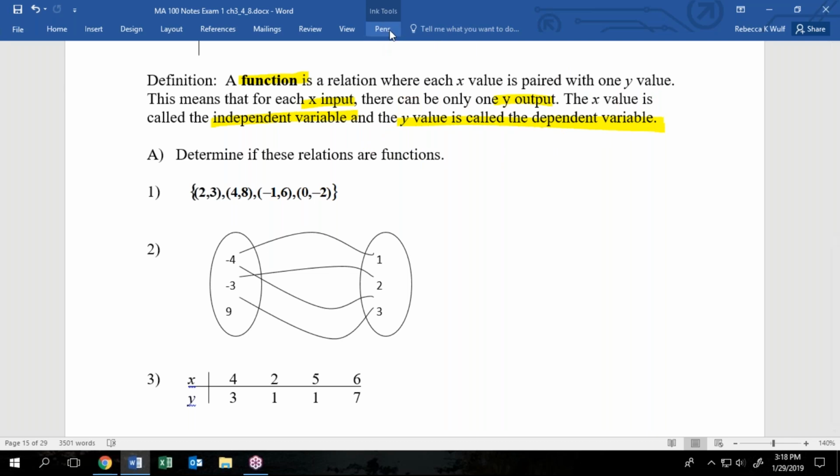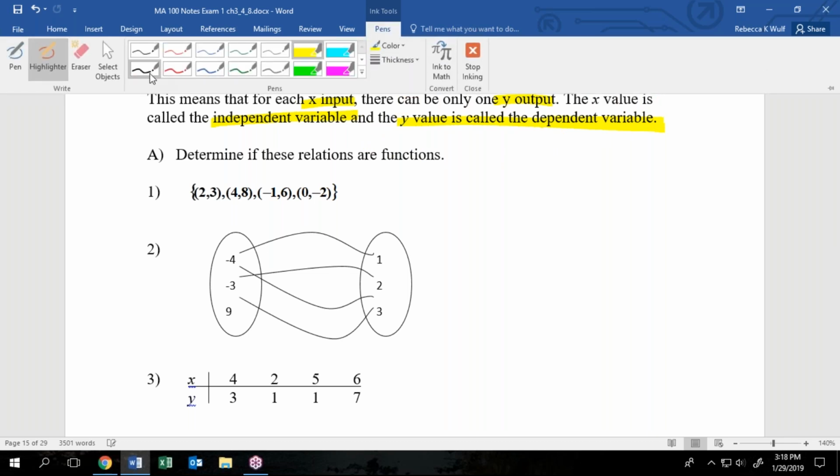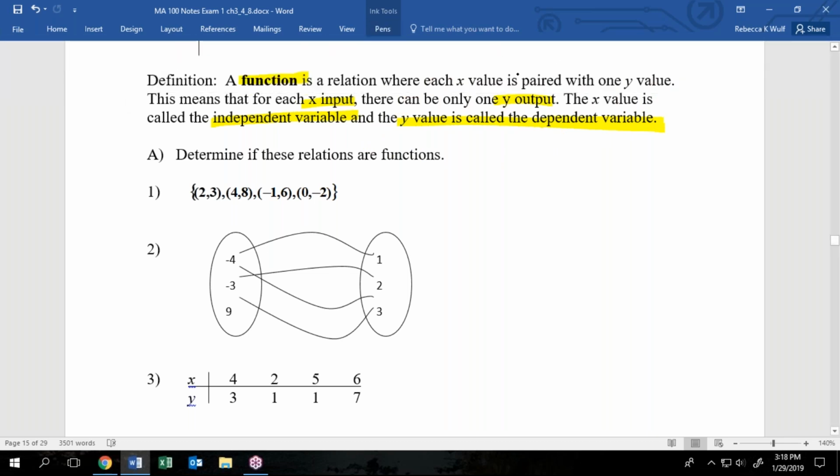Okay, so it doesn't seem like there's much to the definition of a function, but I want you to think a little bit like a lawyer and really read that carefully. Each x value is paired with one y value. So let's determine if these relations are functions.